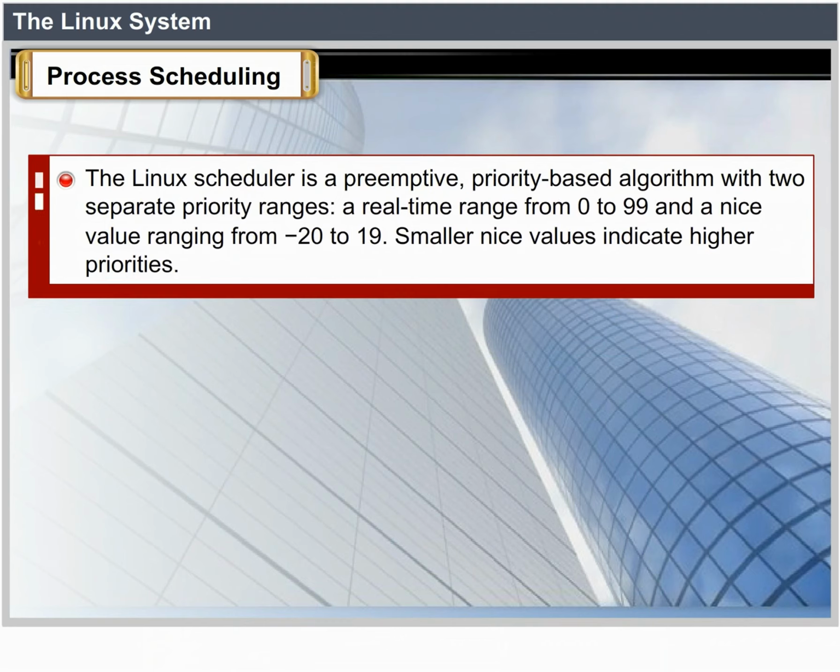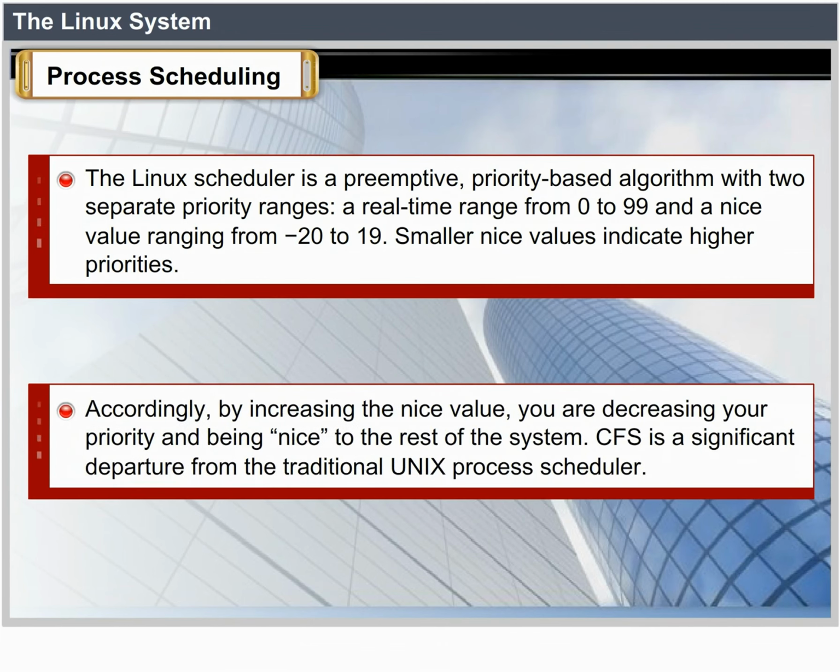The Linux scheduler is a preemptive, priority-based algorithm with two separate priority ranges: a real-time range from 0 to 99 and a nice value ranging from -20 to 19. Smaller nice values indicate higher priorities. Thus, by increasing the nice value, you are decreasing your priority and being nice to the rest of the system.